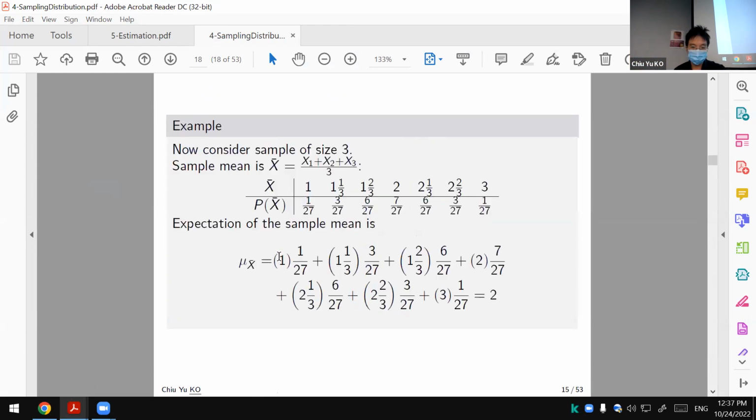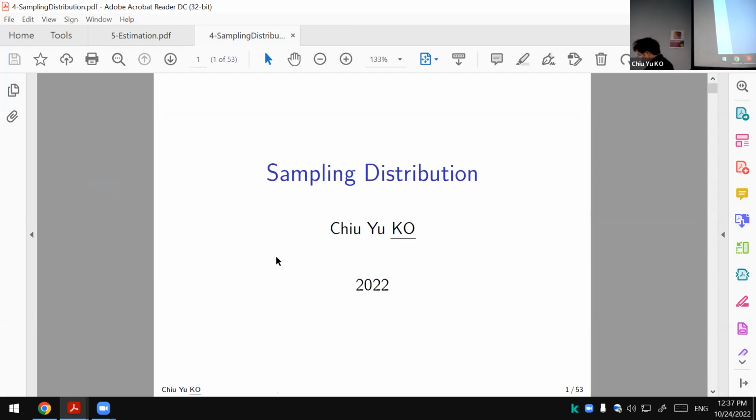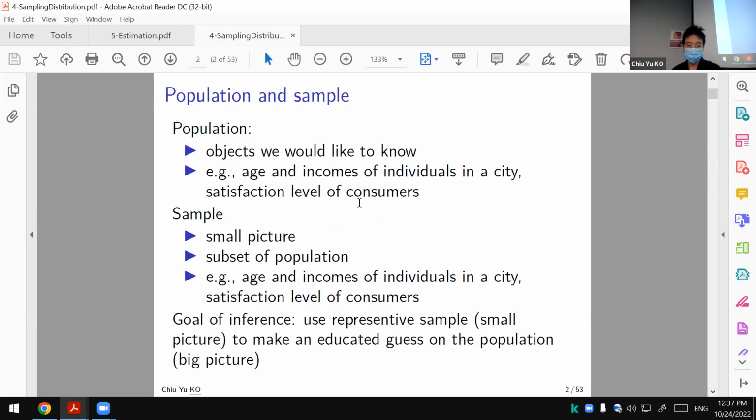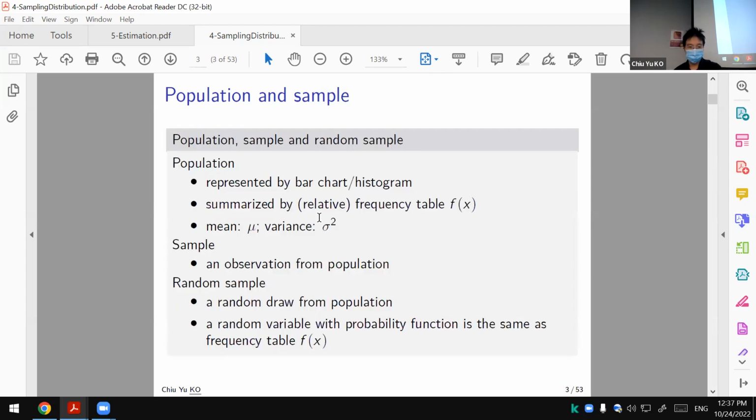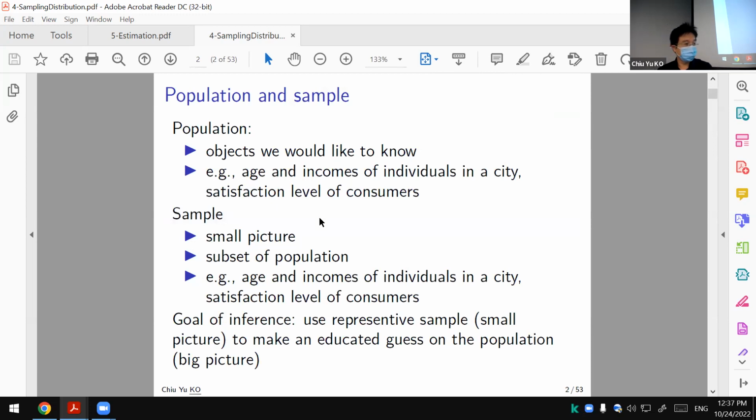So what we have done is, the starting point of doing inference is based on data. So we work on sampling distribution, and in terms of terminology there is the population, the subject we are studying and want to know. It's the big picture, and we are unable to know everything about it. So that's why we pick a small one. This is called the sample. And the goal is to use the small sample to infer what happened in the big picture. So that is the meaning of sample and population.